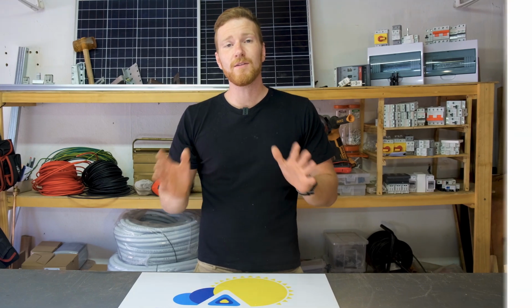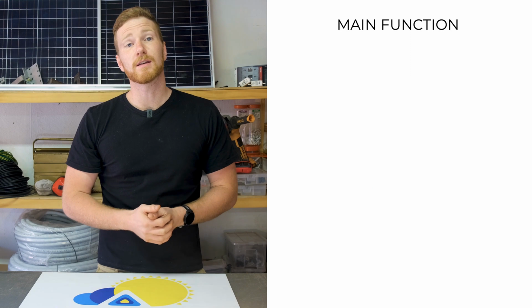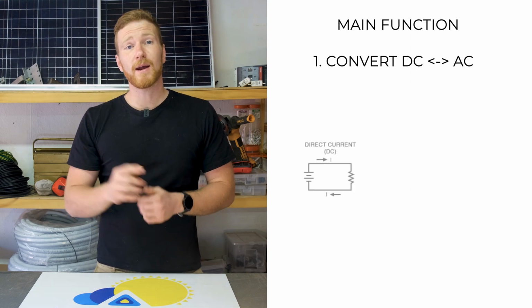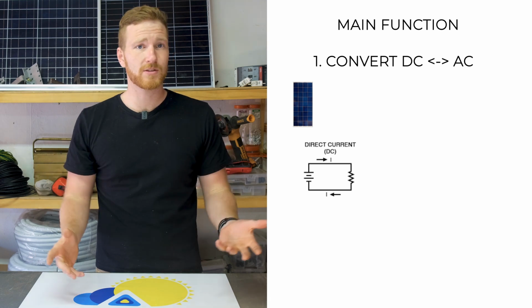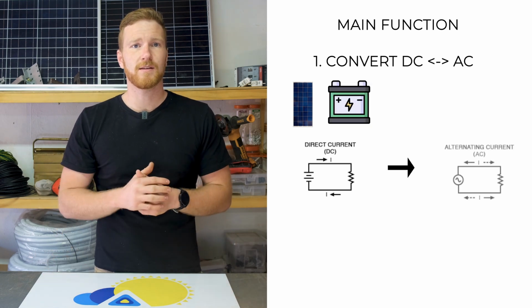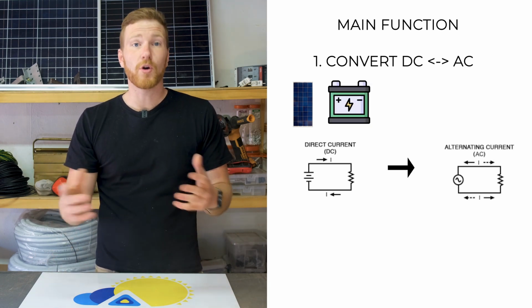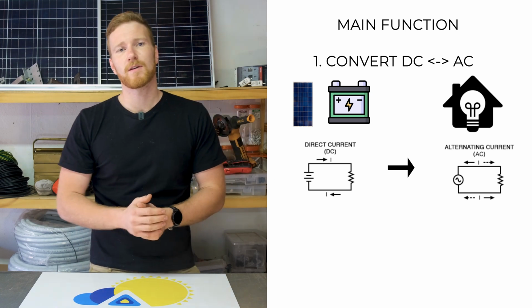Inverters, the heart of your system. The main function of your inverter is to convert direct current electricity from your solar panels and/or battery storage sources to AC, to alternating current, for your home's appliances to function with.